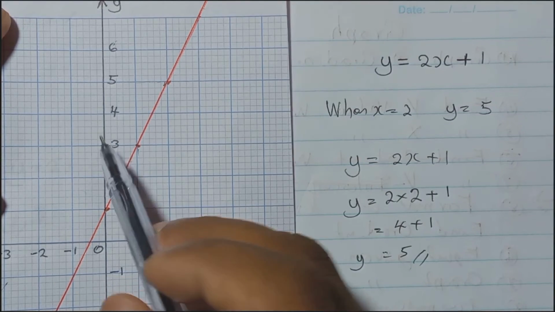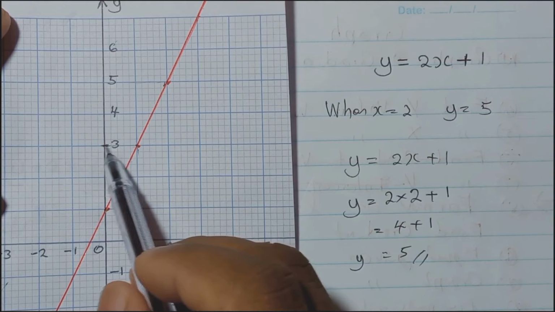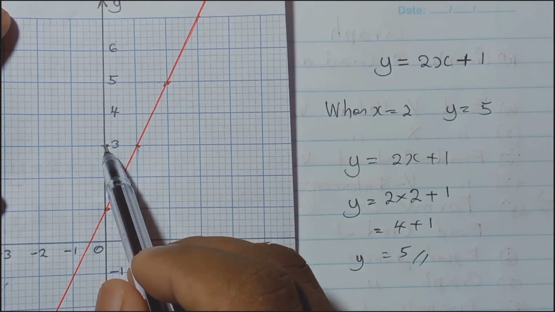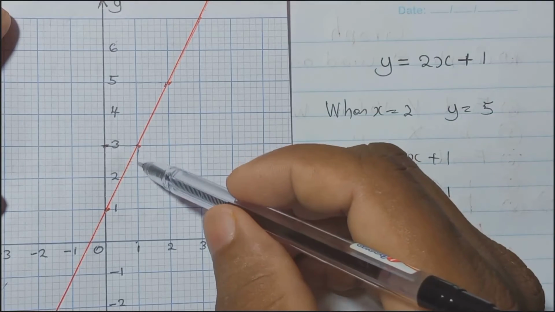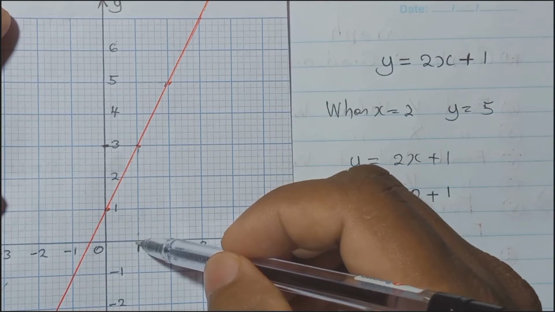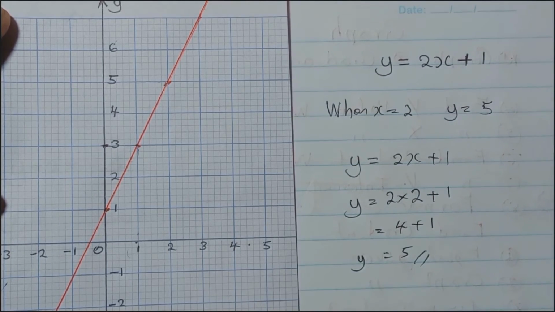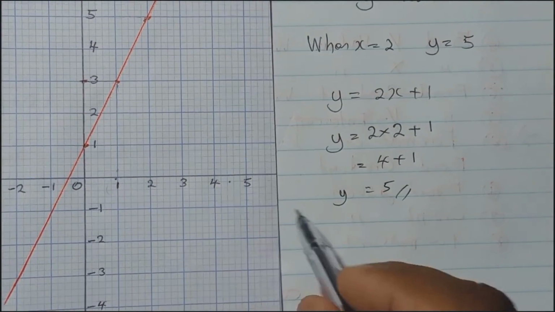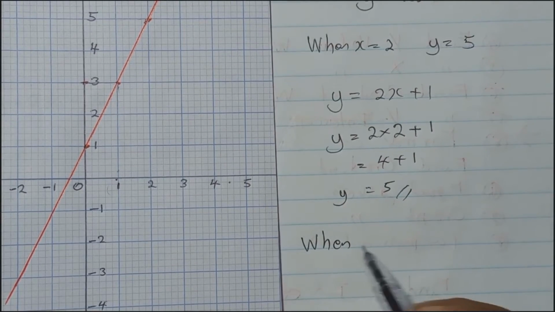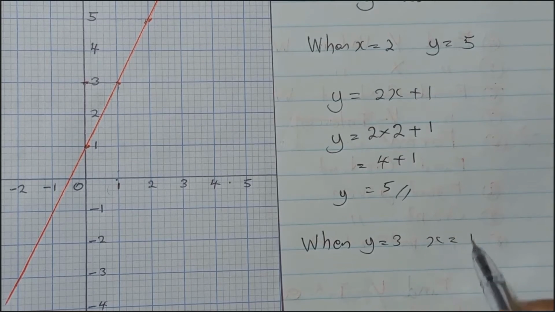Now again, they ask to find the x value when y equals 3. So go to 3 on the y-axis, and then go directly to your graph, and then come to the x-axis perpendicularly. Then you will have the corresponding x value here. Here x equals 1. So we can write, when y equals 3, x equals 1.